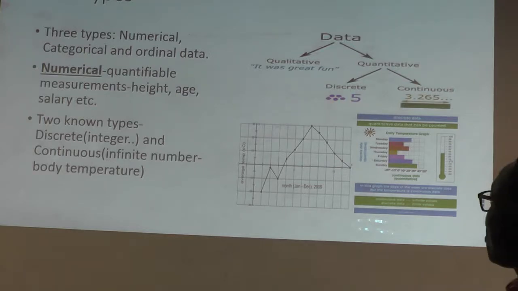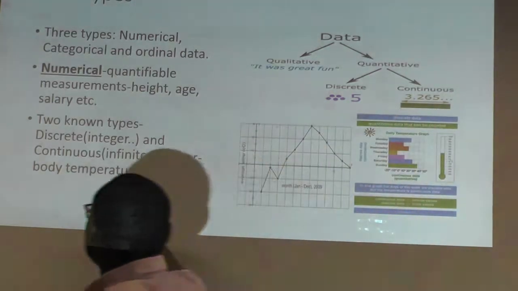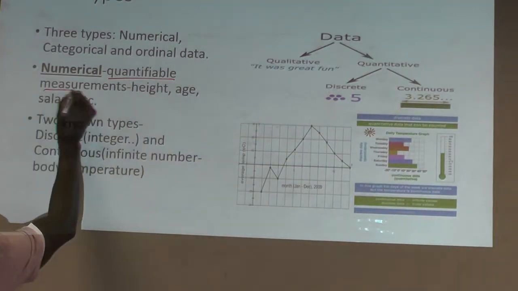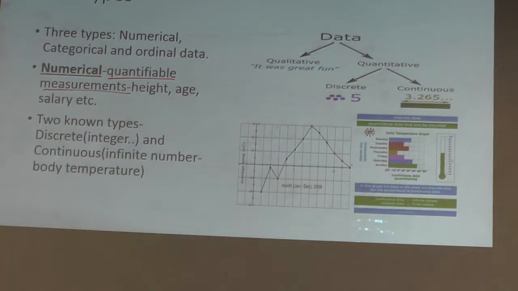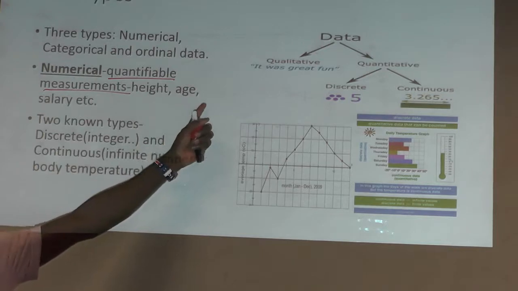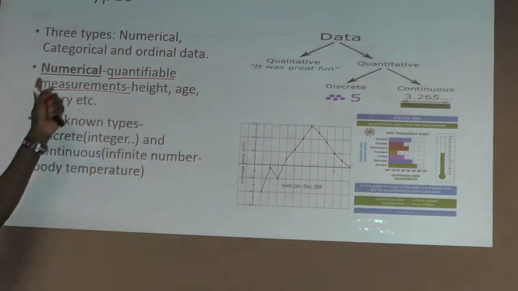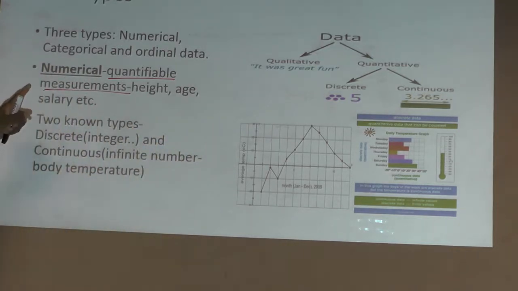Now, what do we mean when we talk about numerical data? A numerical data is just a quantifiable measurement data. That's your numerical data. A very good example is your height. My height is maybe 5.5. That is a kind of numerical data. What is my age? My age is a number. Therefore, all these data are kind of numerical data. The second type of data that we have is what we call categorical data.